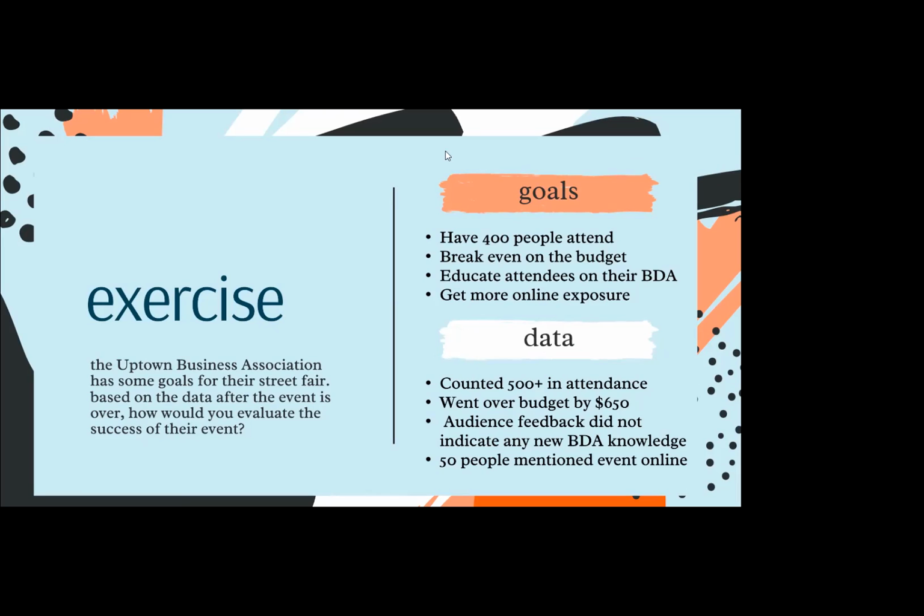Number 1, have 400 people attend. Number 2, break even on the budget. So not necessarily make a profit, but at least cover our costs. Number 3, educate attendees on the Uptown Business District and what they do and the association. And then number 4 is to get more online exposure. And I use that word "more," which we had a comment already, like, "more" is very ambiguous. But get more online exposure.